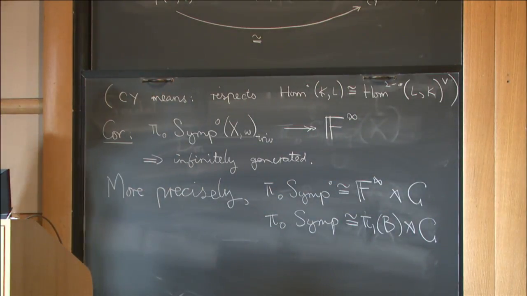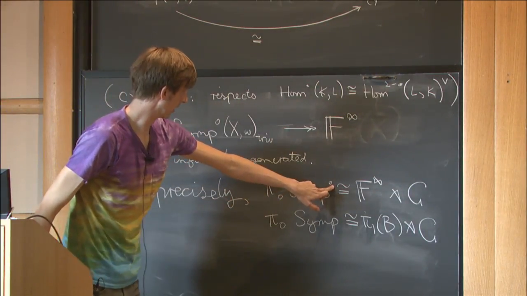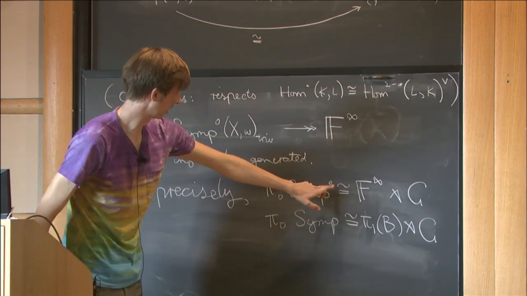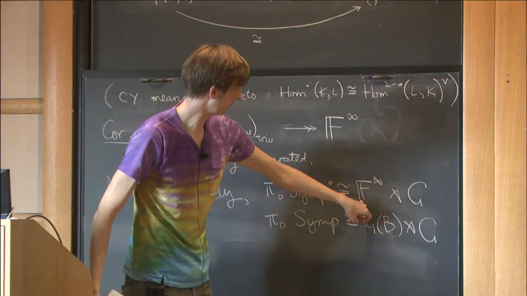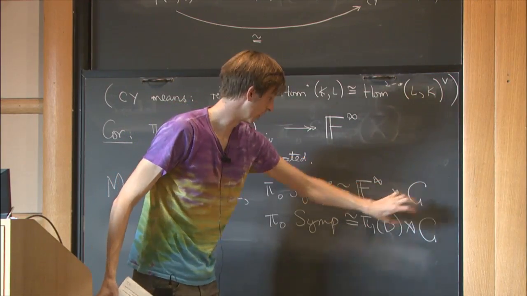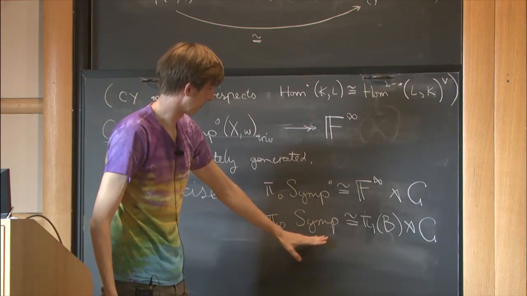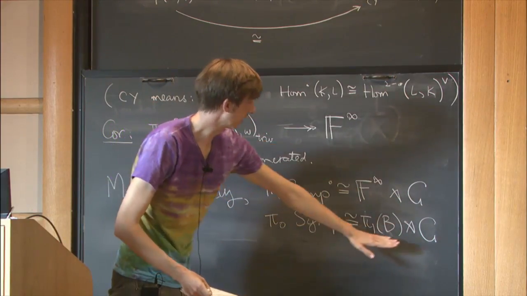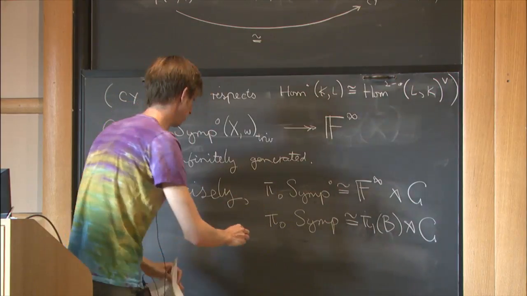More precisely, the symplectomorphisms that act trivially on cohomology are isomorphic to this infinitely generated free group semi-direct product some group G. And the symplectic mapping class group is pi1 of this B semi-direct product the same group G.